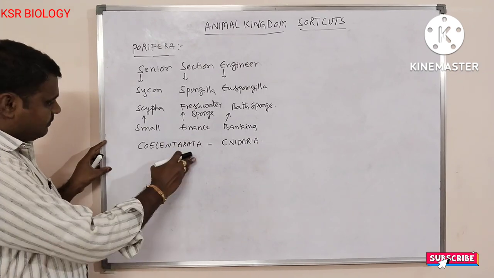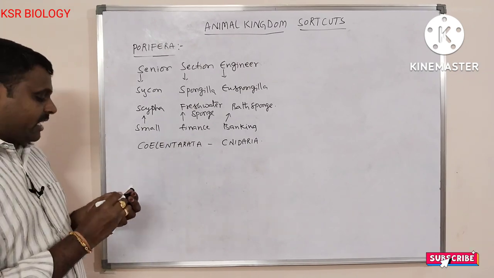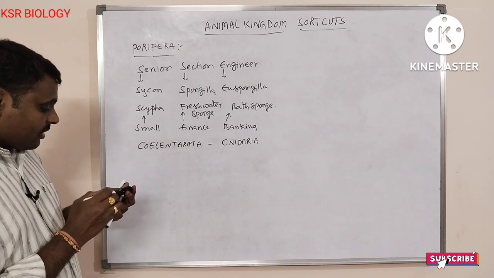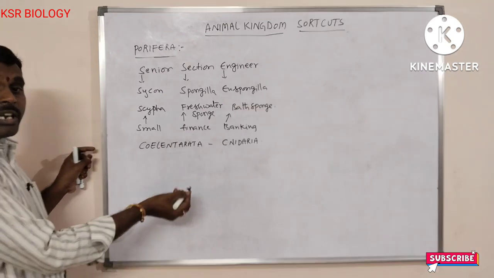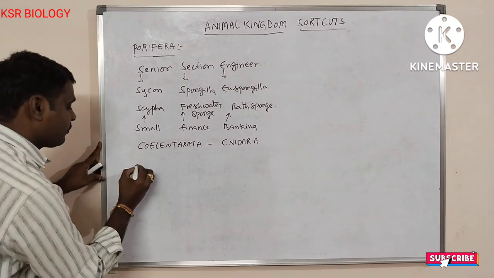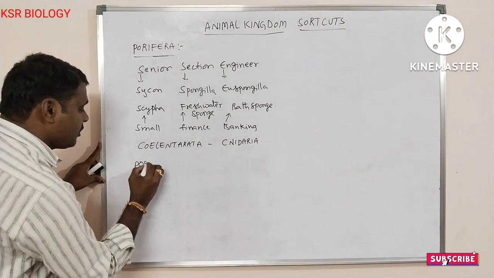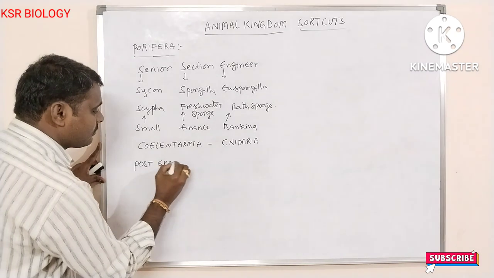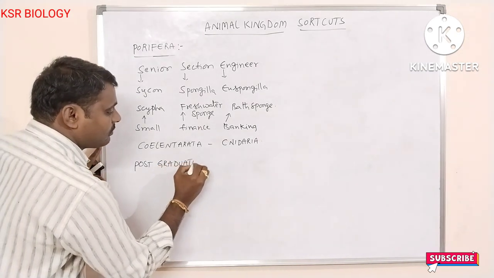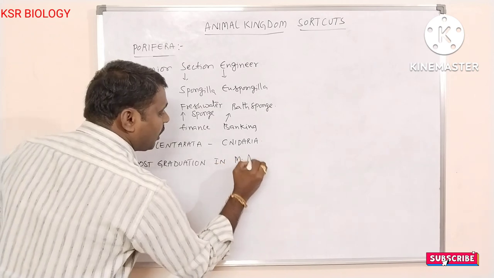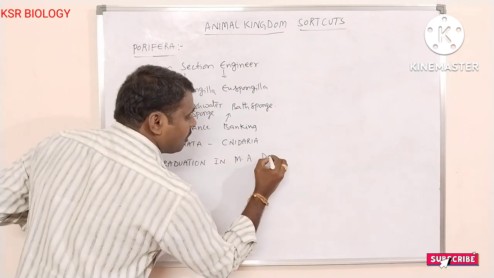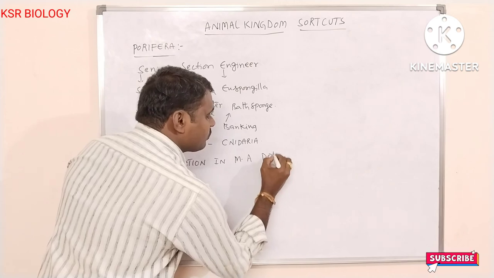The second phylum is Coelenterata. It is also called Cnidaria. The examples of Cnidaria or Coelenterata we can discuss with the help of a simple statement, that is Post-graduation in MA Polity, or political science.